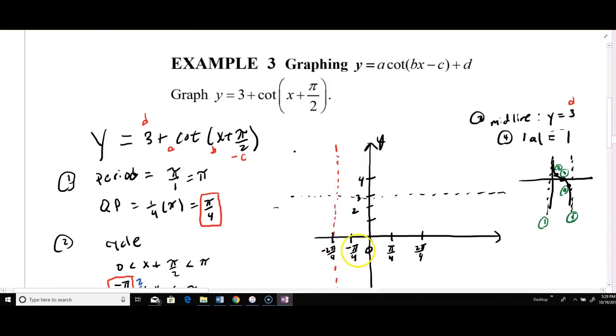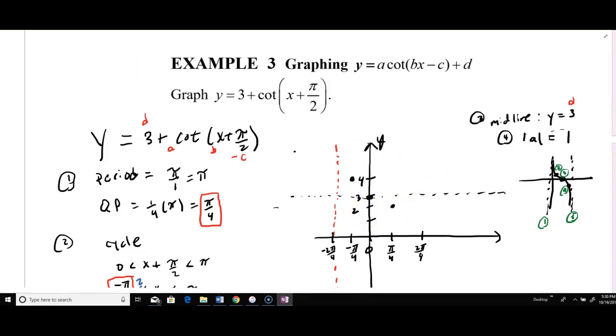At the second tick mark we graph, that's going to correspond to the top value that we got from using A. So it's going to be at 4. So negative pi over 4 will be at 4. The third point, which is 0, is going to correspond to the point that's on the midline. So at 0, it should be at 3. Pi over 4 should be at the bottom value that we got from using the value of A. So at pi over 4, it's going to be at 2.